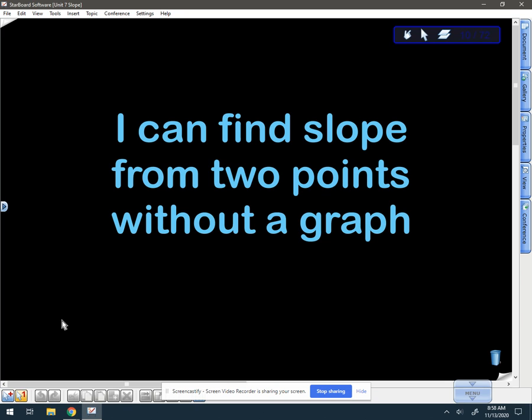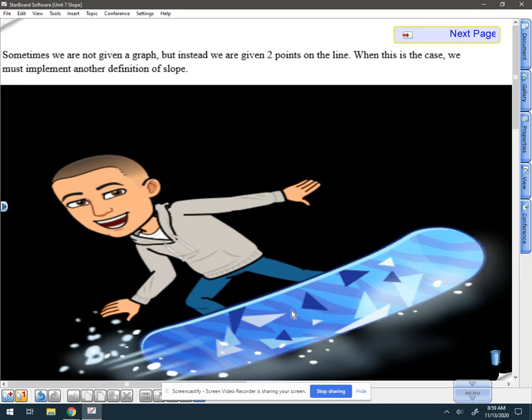All right, so far we've learned how to find the slope from looking at a graph, from 2 points on a graph. So now we're going to find out, how do you find the slope from 2 points without a graph? What if I just give you two ordered pairs? Can you find the slope between them?